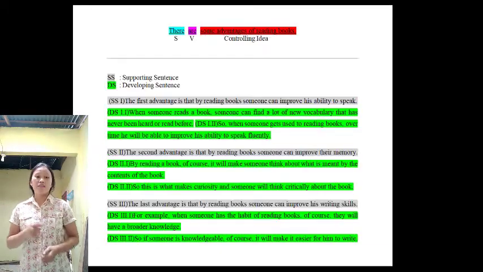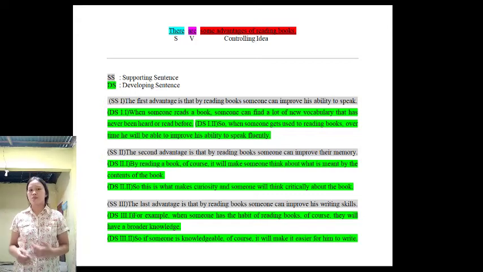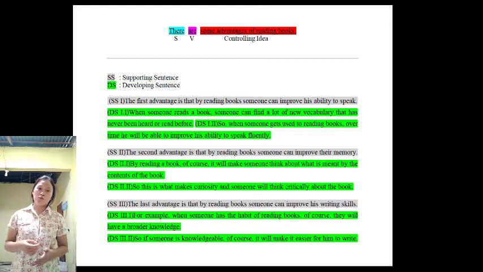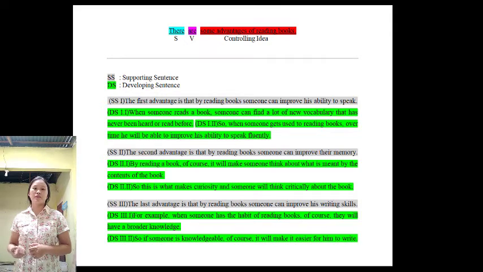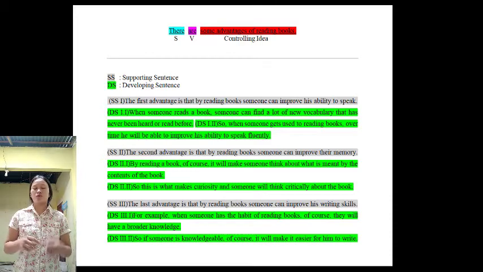And then, if we look at the third supporting sentence in this paragraph, "The last advantage is that by reading books, someone can improve his writing skills." In this third supporting sentence, there are also two developing sentences which explain the supporting sentence. The first is, "For example, when someone has the habit of reading books, of course, they will have broader knowledge." And the second, "So if someone is knowledgeable, of course, it will make it easier for him to write."